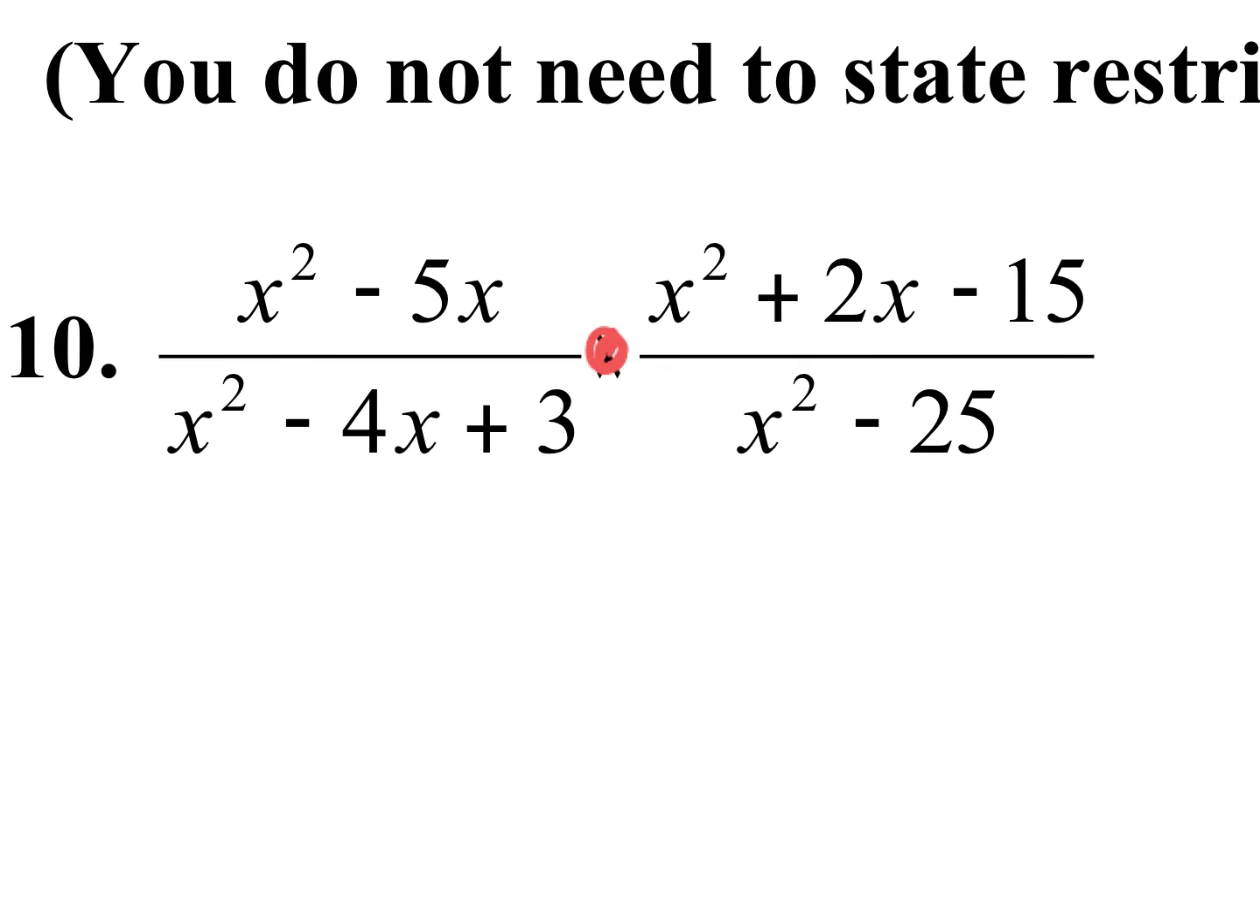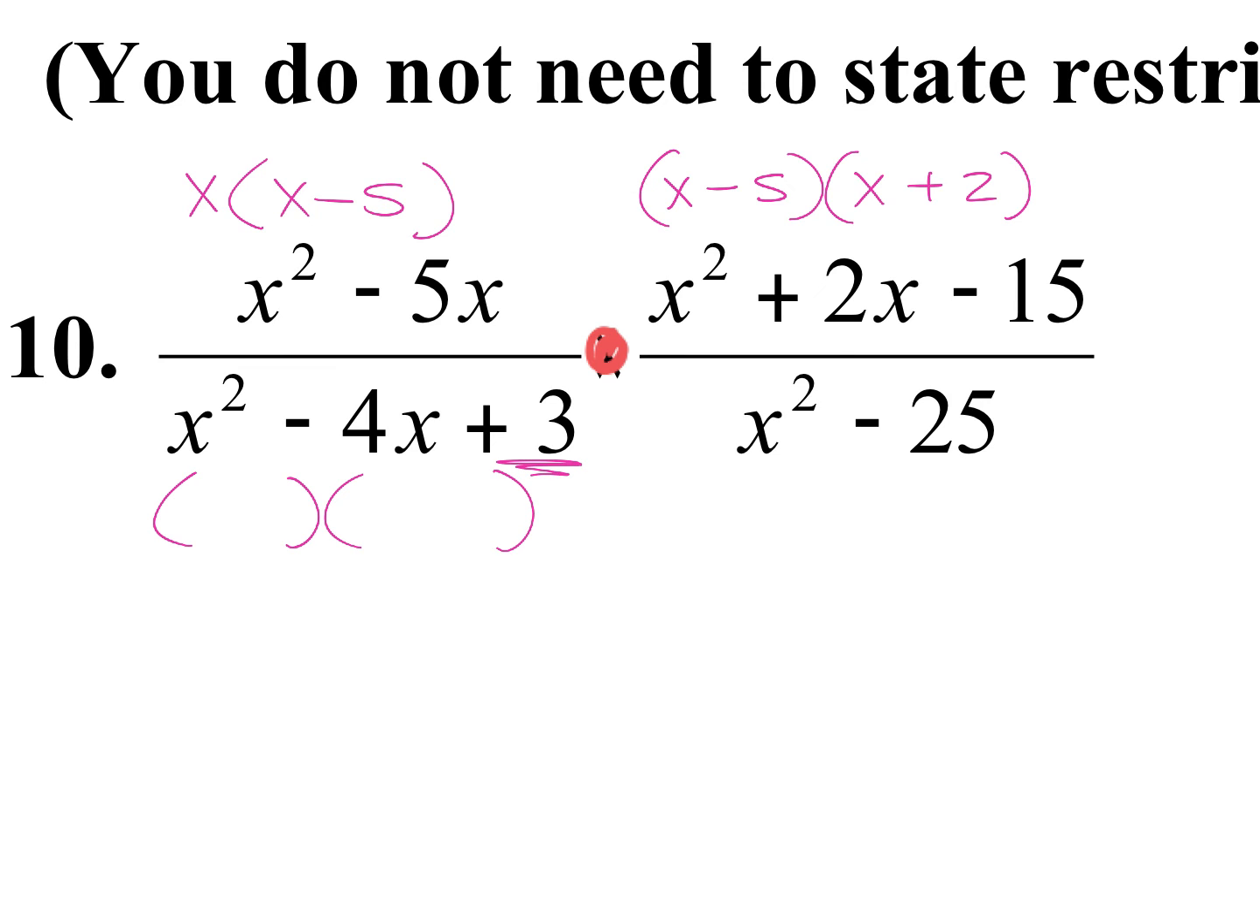Ask away. Okay, up top here, factor out an x. You have x minus 5. Up top here, what can you multiply to get negative 15 that you can add to get 2? That's going to be a negative 5 and a positive 2. Okay, down here, what can you multiply to get 3 that you can add to get negative 4? That's a negative 3 and a negative 1. And then this one is a difference of squares. X plus 5, you just square root both of them, x minus 5.